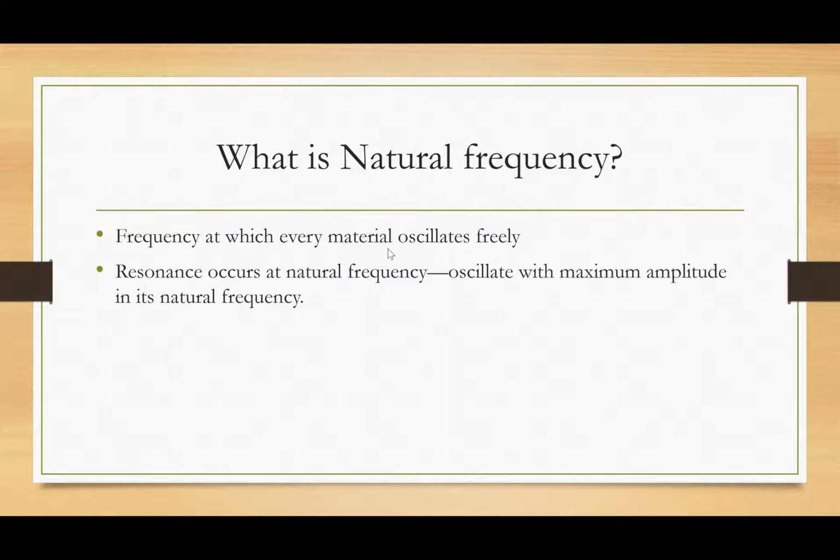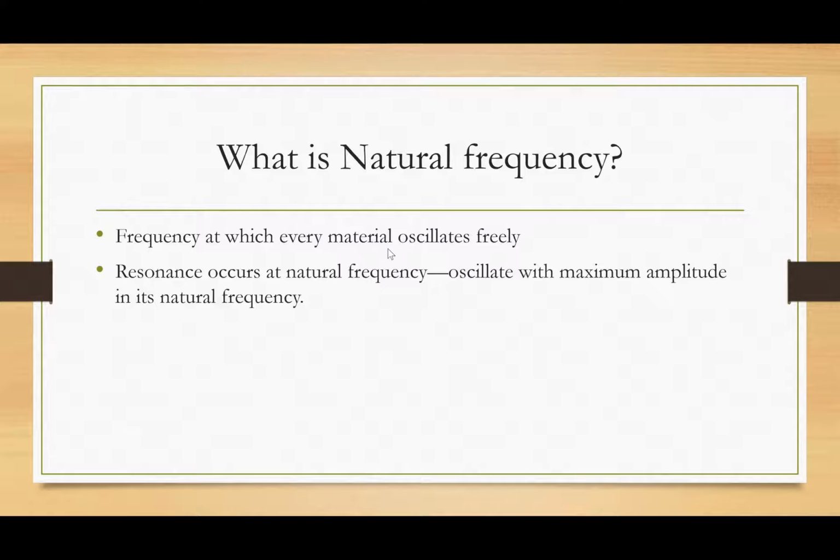Now we will see what the natural frequency is. When a particular amount of energy is transmitted to a system, that system will oscillate at its maximum amplitude. That oscillation which occurs at maximum amplitude will have a particular frequency, and that frequency is known as the natural frequency. That is, the frequency at which every material oscillates freely is known as the natural frequency, and at its natural frequency that system will oscillate with the maximum amplitude. So every system will have a natural frequency.